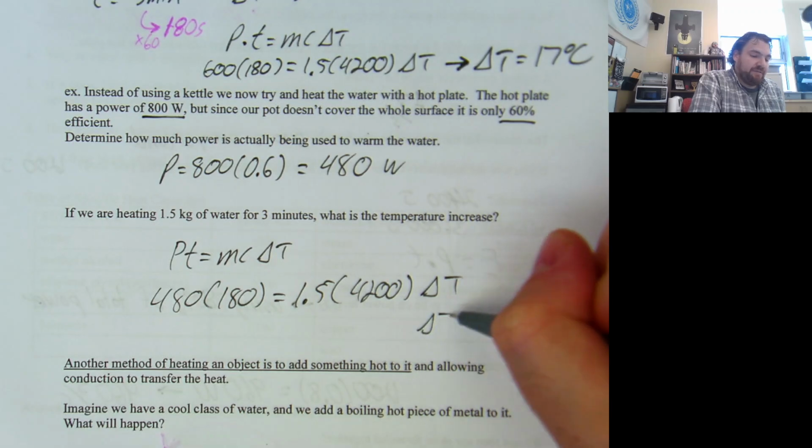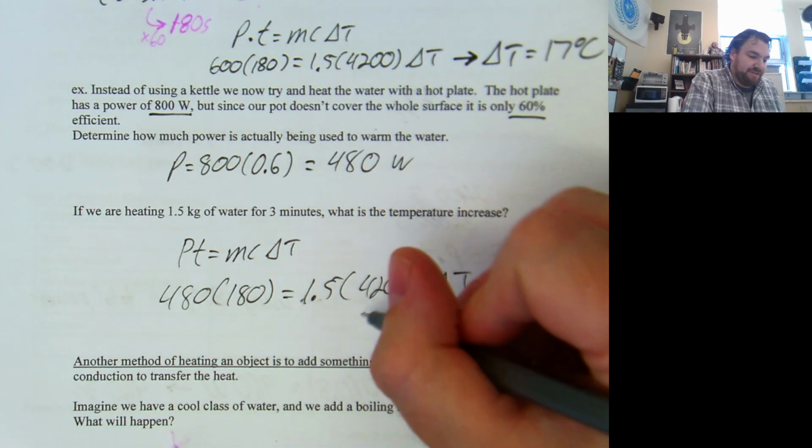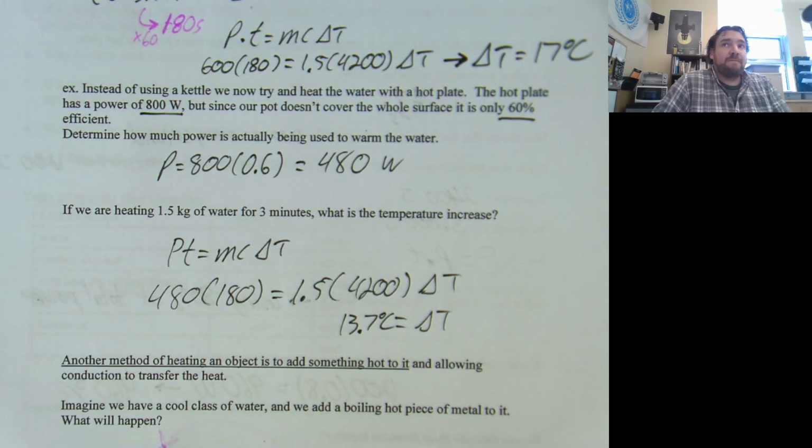What is the change in temperature going to be if you use 60% of this hot plate? 13.7 degrees. Even though the hot plate was rated to be better, if you don't use it effectively, it's going to give you a worse outcome.